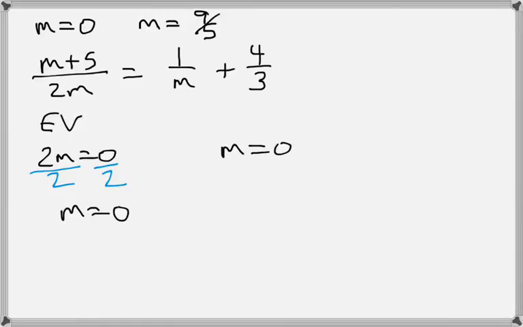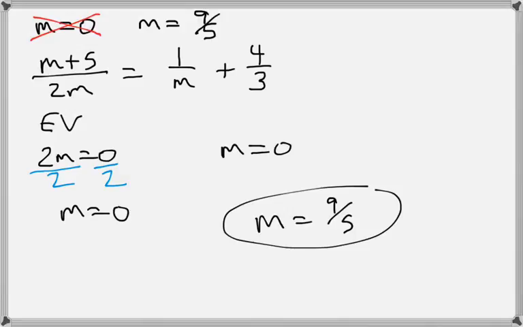So we need to take a look at our final answers that we found, and we found that m was equal to 0 and m equals 9/5. Our excluded value tells us m cannot equal 0, so we're going to cross that out. It is no longer a viable solution, so our final answer is only what was left, m equals 9/5. That is the final answer to this rational equation.